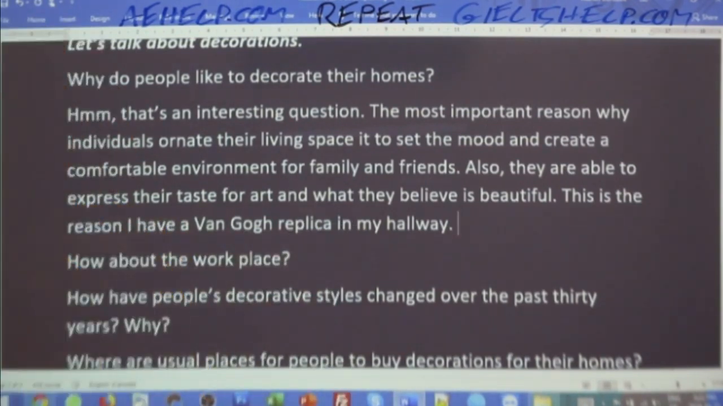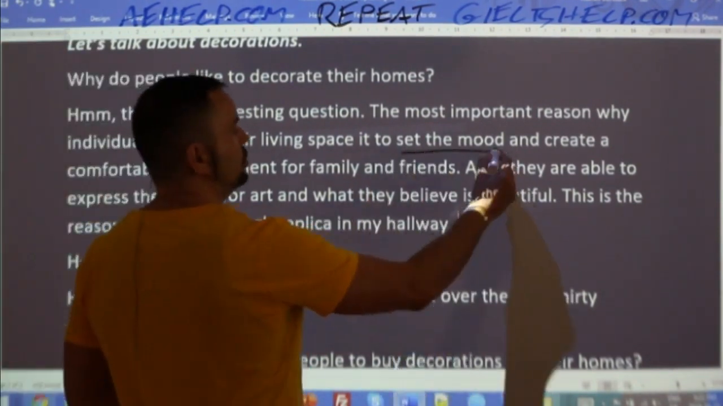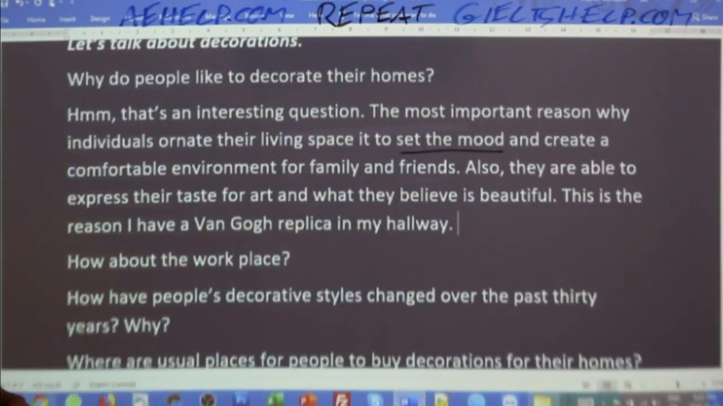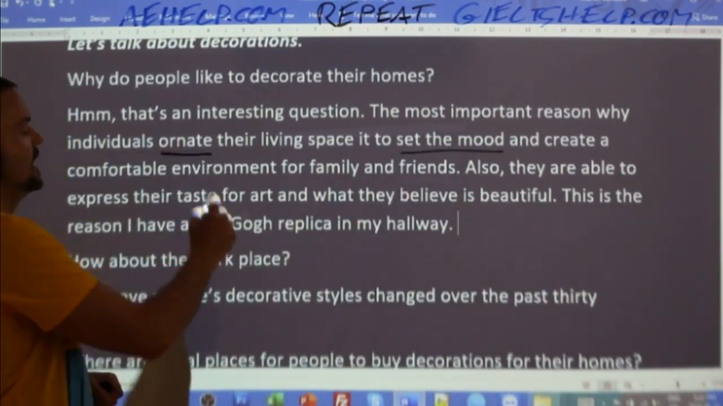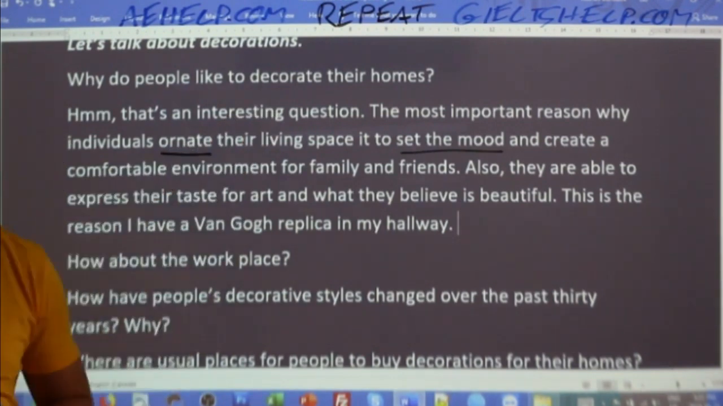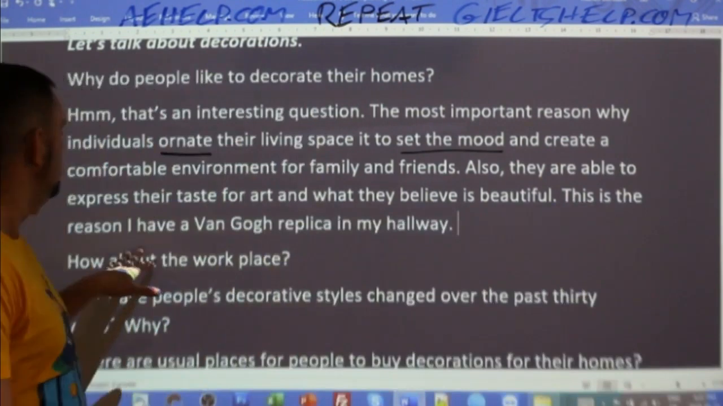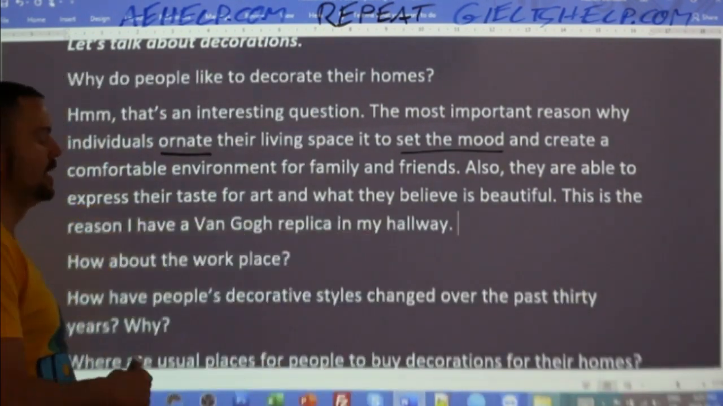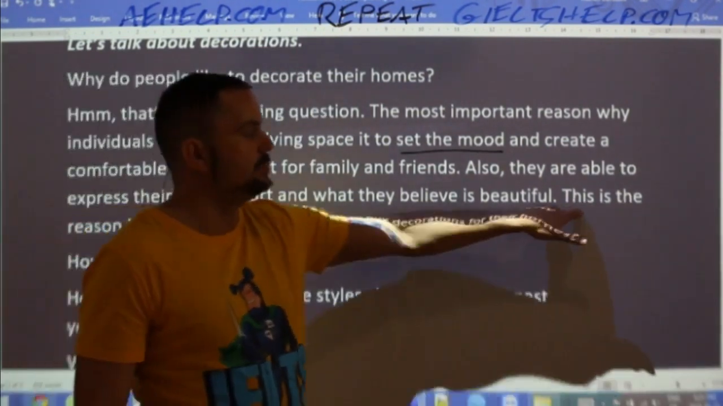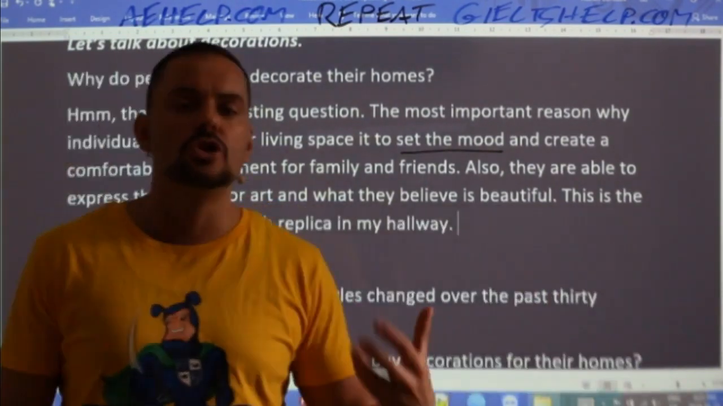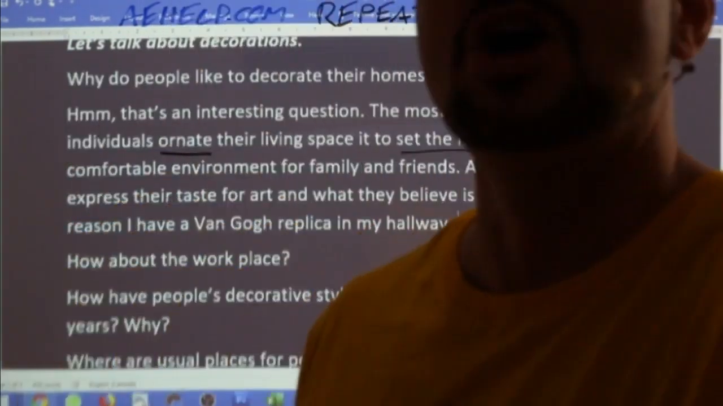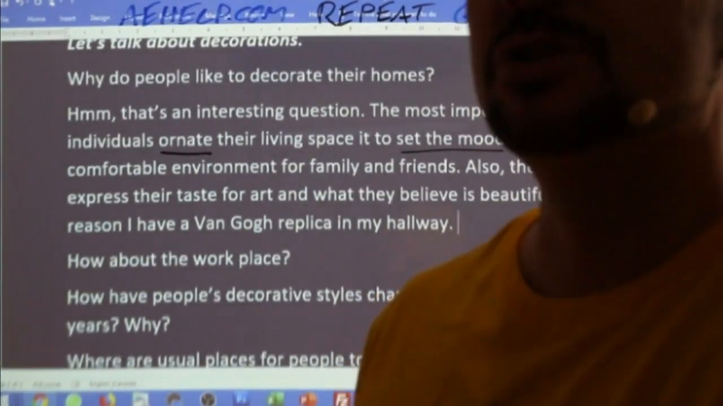All right, so notice a couple of interesting expressions here. Set the mood. Okay, and the word ornate used as the verb instead of decorate. So ornate, decorate. Okay, those work well. All right, again, students, notice the smooth flowing example. So I say, this is the reason why I have a Van Gogh replica in my hallway. If I say my example this way, the examiner cannot interrupt me. They can't just jump to the next question, which happens often these days.